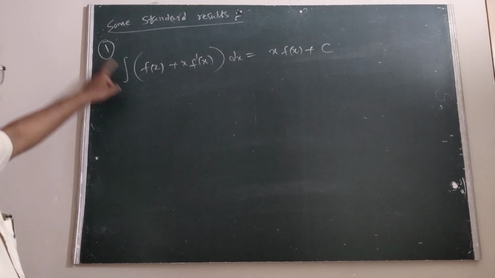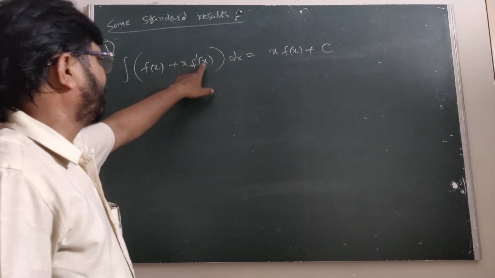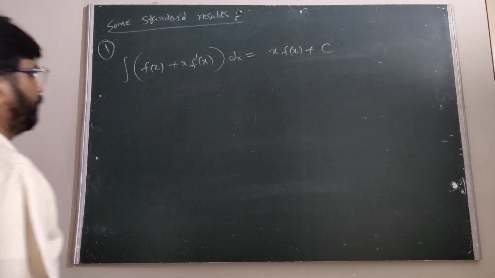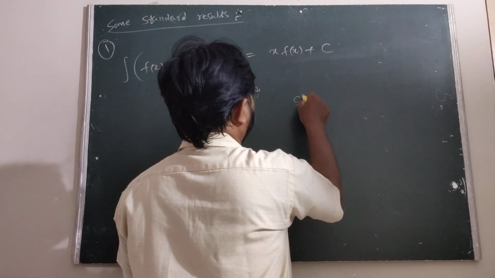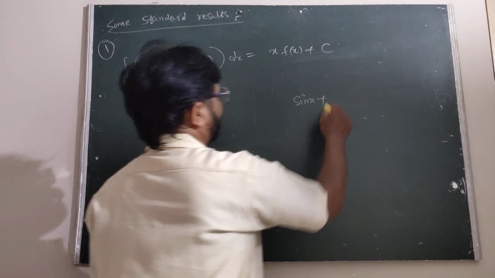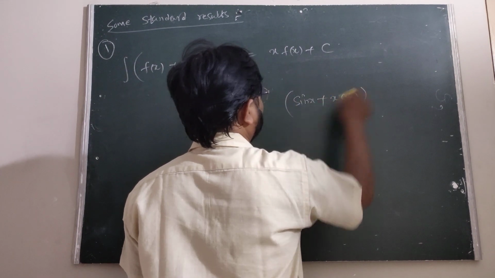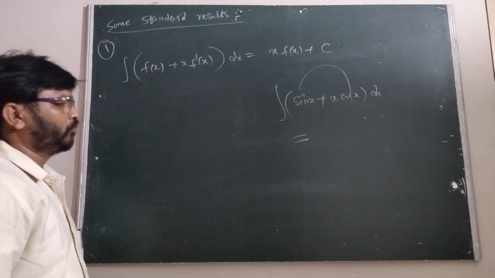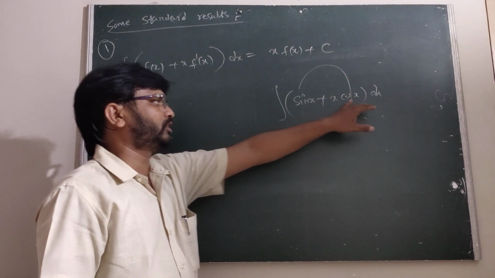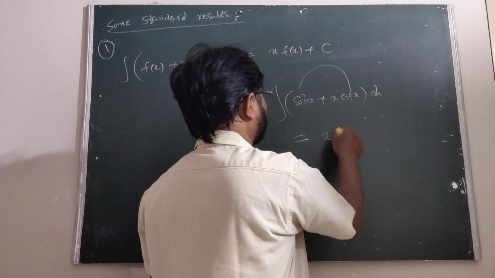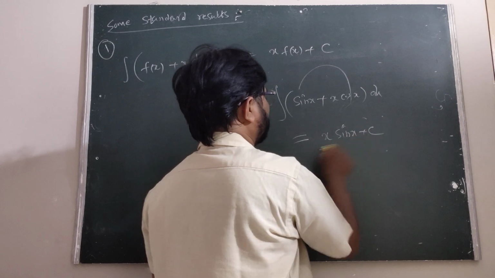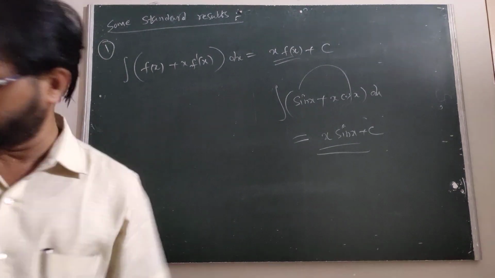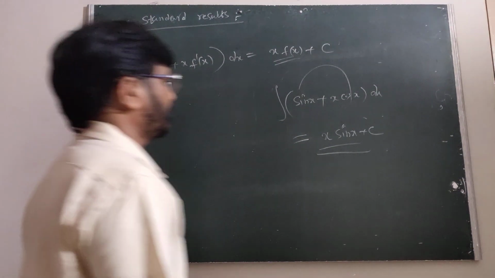Some standard results. The first one is the integral of f of x plus x into f dash of x dx is x f of x plus c. Suppose you are taking sin x, the derivative of sin x, we know, is cos x. When we think of f of x plus x into f dash of x dx, we can write x f of x, that is x sin x plus c is the answer. You can directly write x sin x plus c.